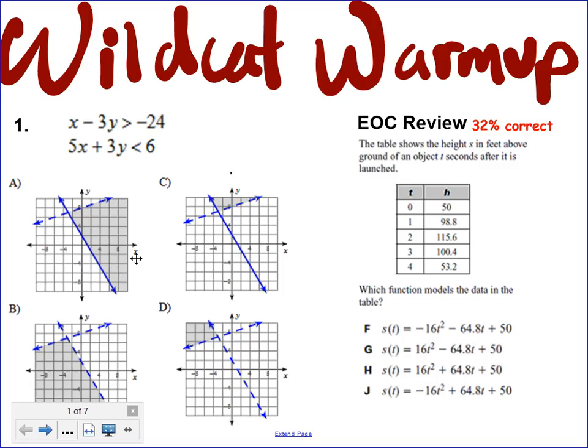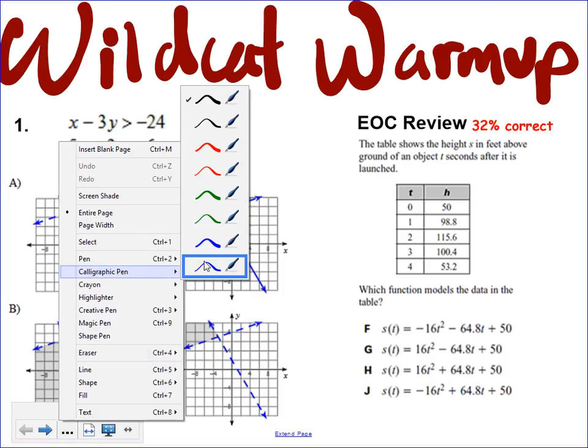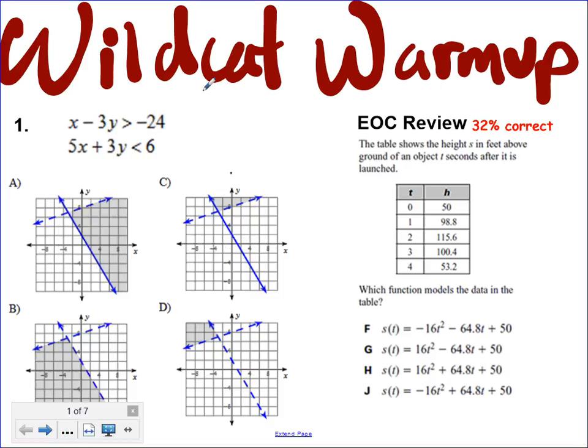Alright, looking at number 1. The equations that I see here are y is less than negative x minus 24 over negative 3. Make sure you flipped your sign like I did. And the other one is y is less than negative 5x plus 6 over 3. Good on those? Now watch this.